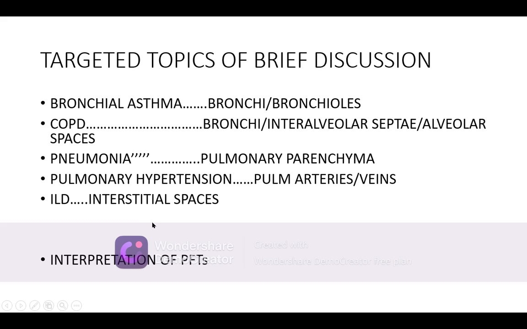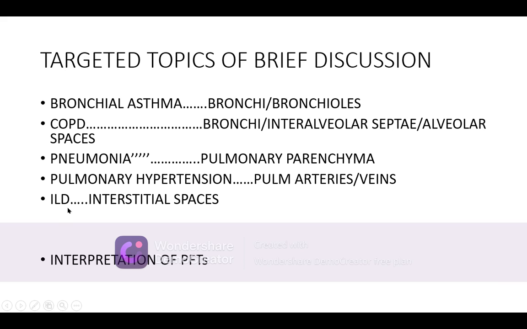On the basis of these anatomical and physiological aspects, we discuss the targeted topics for the general practitioners. In bronchial asthma, the target organs will be the bronchi and bronchioles. In COPD, the target organs will be bronchi, interalveolar septa, and alveolar spaces. Pneumonia involves the pulmonary parenchyma. In pulmonary hypertension, pulmonary arteries and veins will be involved. There will be pulmonary arterial hypertension and pulmonary venous hypertension.